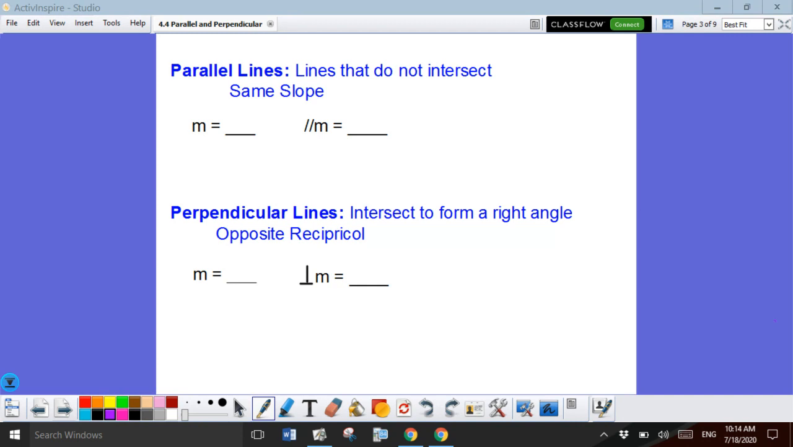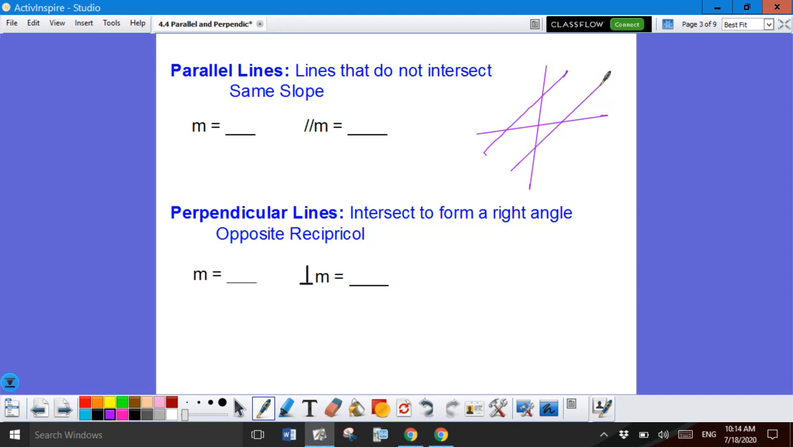Okay, parallel lines are two lines that don't intersect. So if I have a line here and a line here, they are never going to touch. So they actually have the same slope. So if my slope was 2 over 1, the parallel slope would be 2 over 1. Or if my slope was a negative 2/3, the parallel slope, and notice the symbol, that means parallel, is going to be a negative 2/3. Okay, so they're exactly the same.